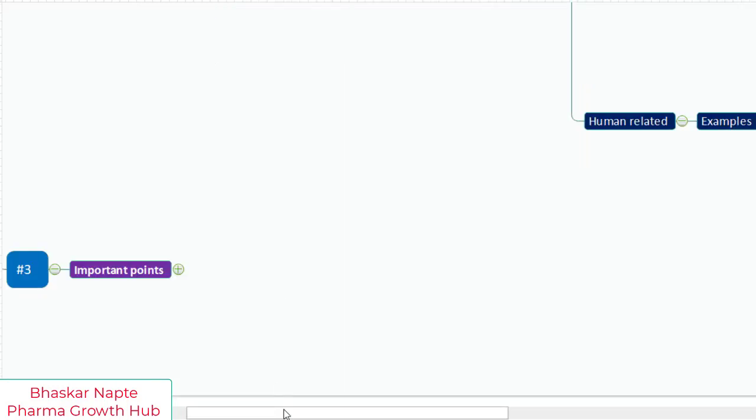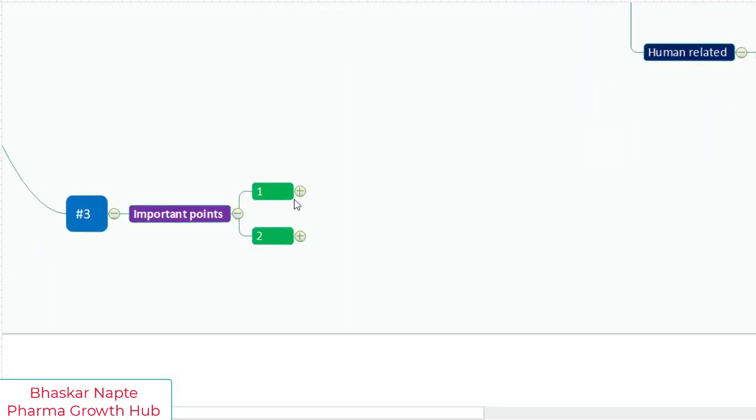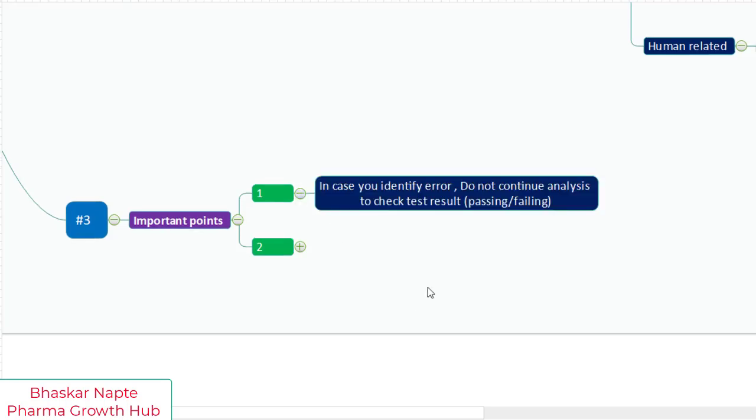I would like to walk you through two important points over here. The first one is, in case you identify an error during the analysis, do not continue the analysis just to check the result of the sample, whether the sample is passing or failing. That should never be done. When you identify the error, you stop the analysis. If possible, correct the error with suitable documentation by raising an incident, take the appropriate corrections and CAPA, and then continue the analysis. But never ever continue the analysis with the intention of thinking, oh, okay, I made this error, now let me check what happens at the end result. That is not the right approach.